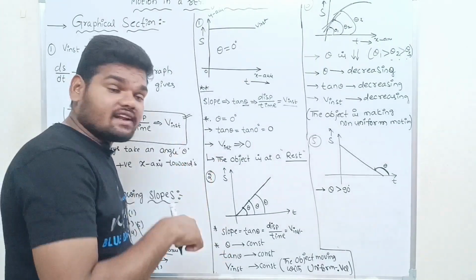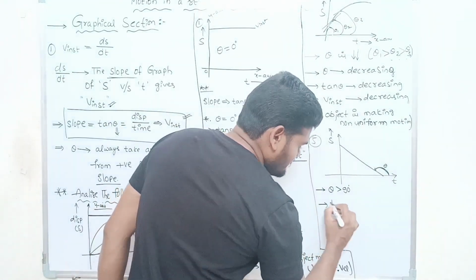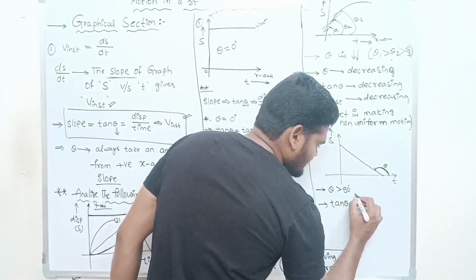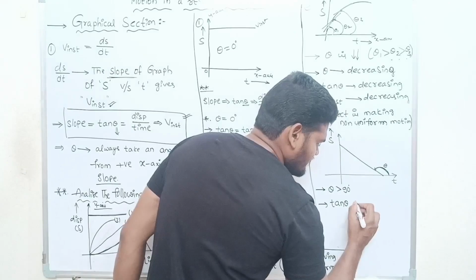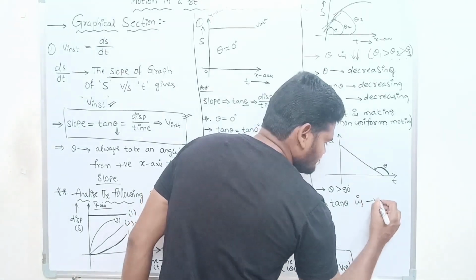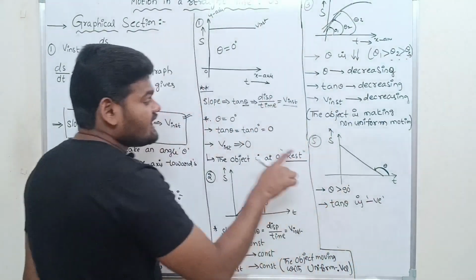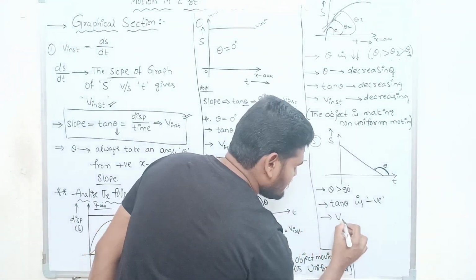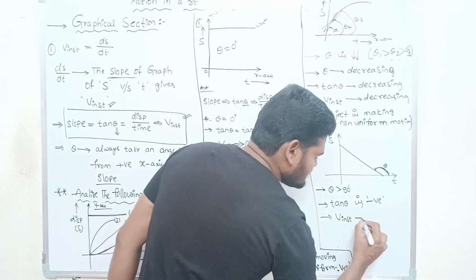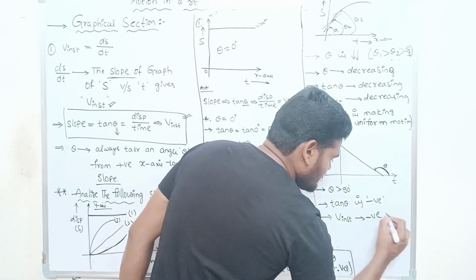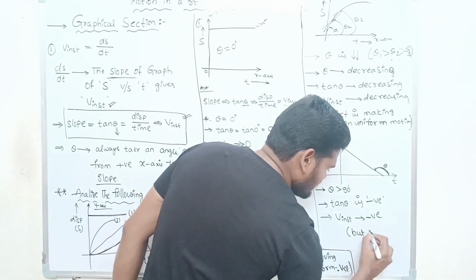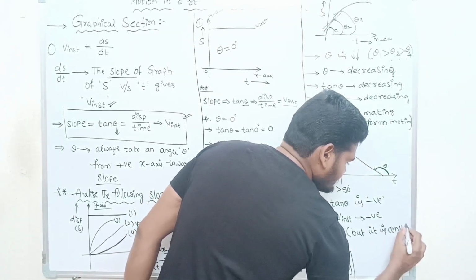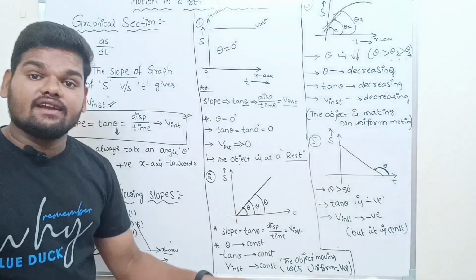If theta is greater than 90 degrees, then tan theta is negative. Just write like this: tan theta is negative. If tan theta is negative, then the instantaneous velocity is also negative. Instantaneous velocity is negative, but it is constant.